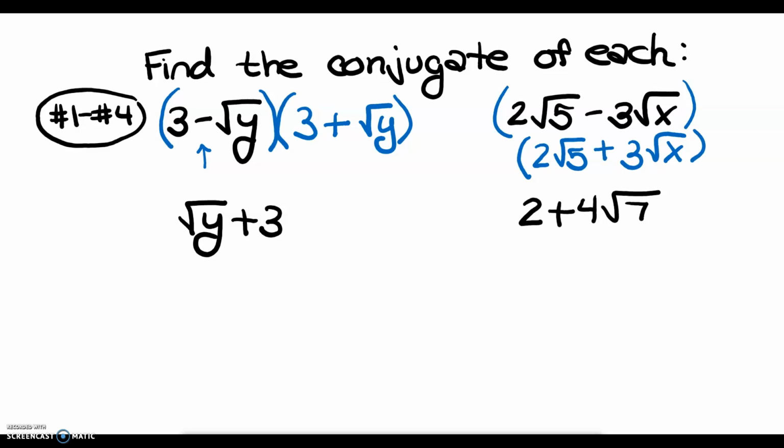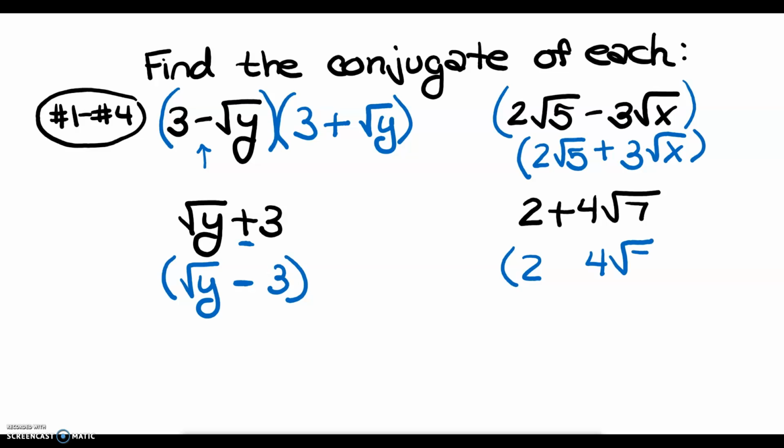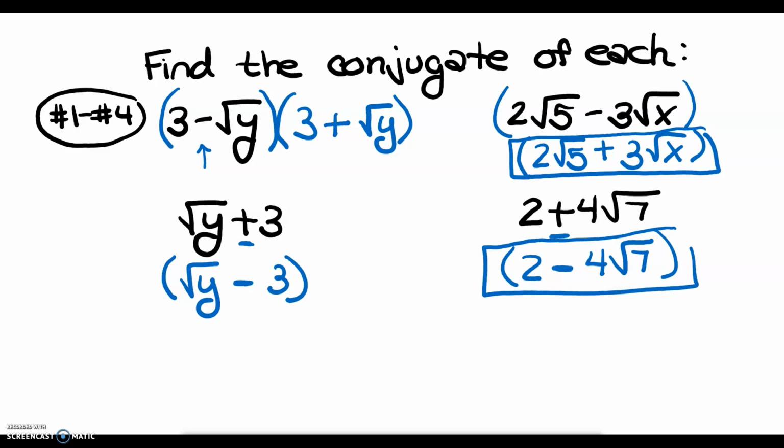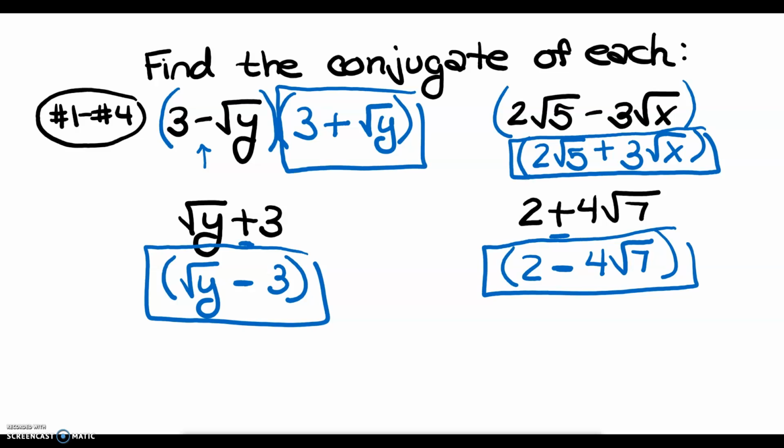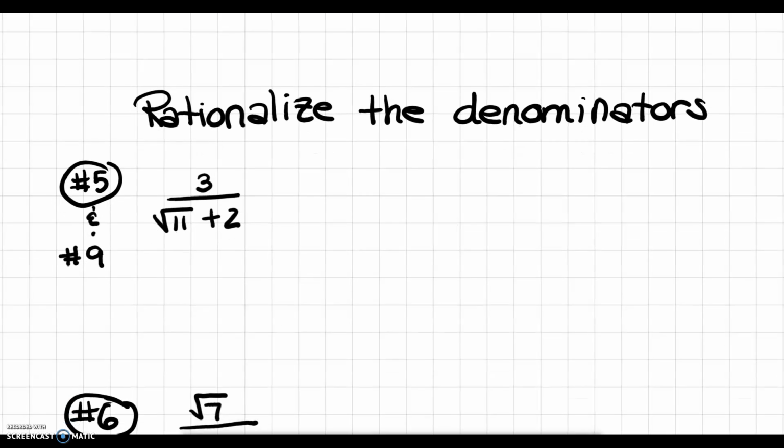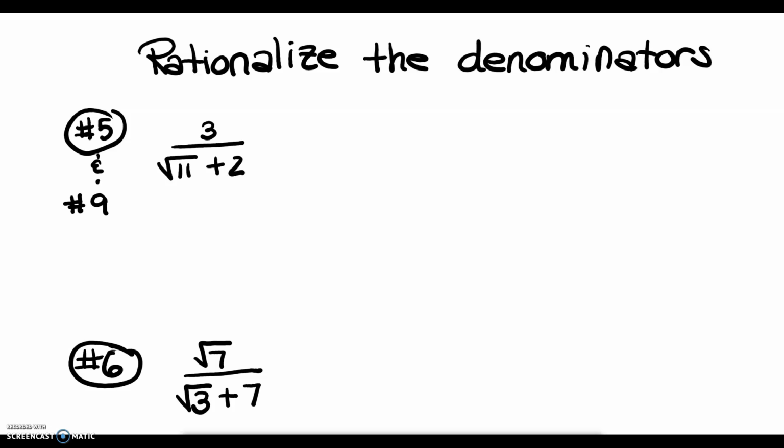For the next one, we're going to start off with a radical y and a 3, but instead of a plus, we're going to put a minus here. And for this one, we'll start off with a 2 and a 4 radical 7. Instead of the plus, we'll put a nice minus here. So my conjugates look like this. Same two numbers, opposite signs. So those are my conjugates. So let's move on to rationalizing the denominators now.